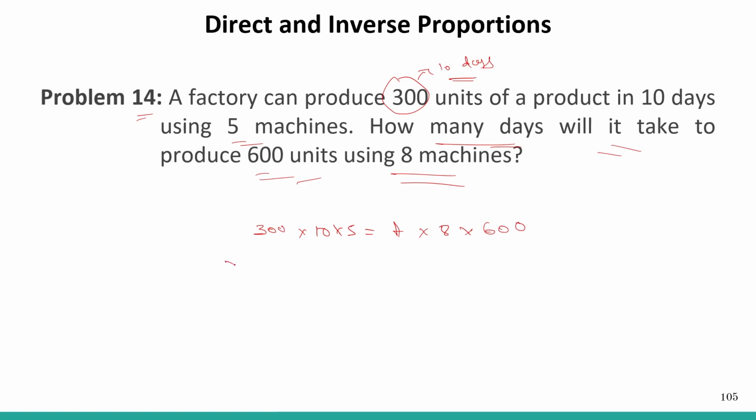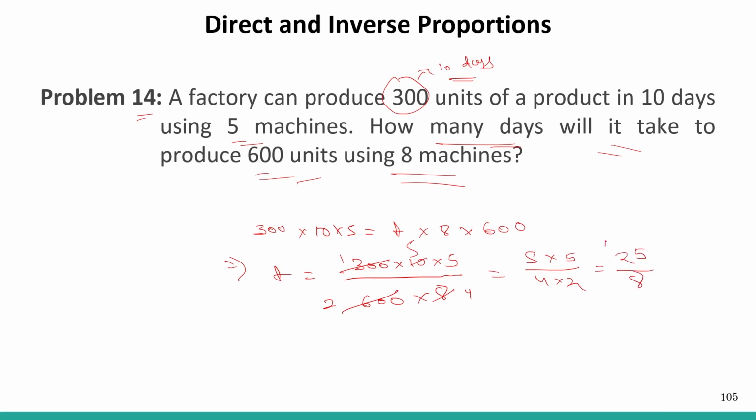So this must be a constant. So this implies that T is equal to what? 300 into 10 into 5 whole by 600 into 8, right? So 300, 600, this will be 1 by 2. Okay, so 8 and 5, this will be 5 and this will be 4. So 5 into 5 by 4 into 2, that is equal to 25 by 8. So 25 by 8 will be the final answer. So this much amount of time will be needed. So it will be just over 3 days.